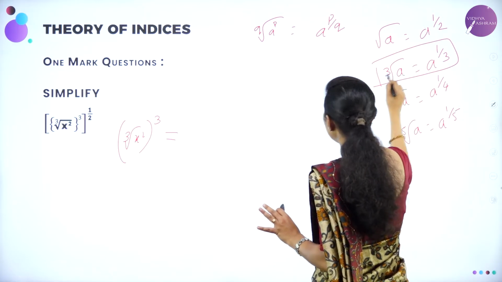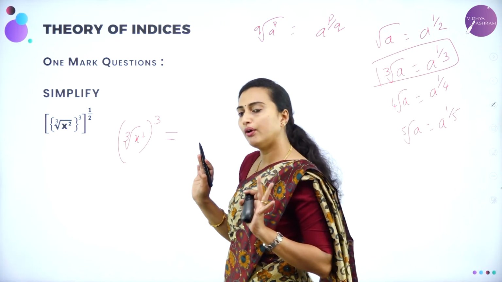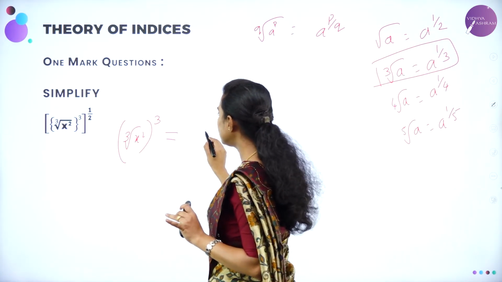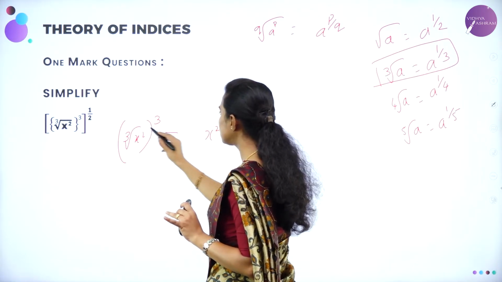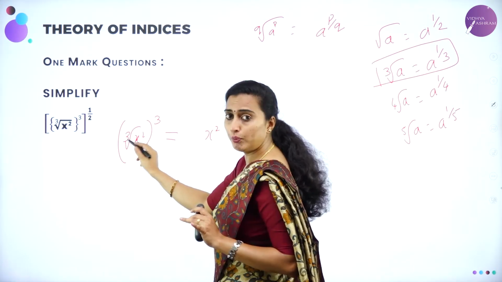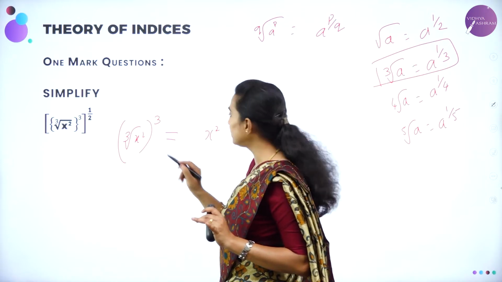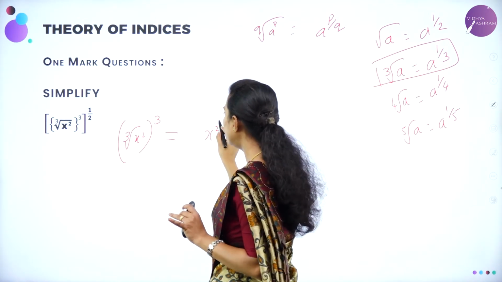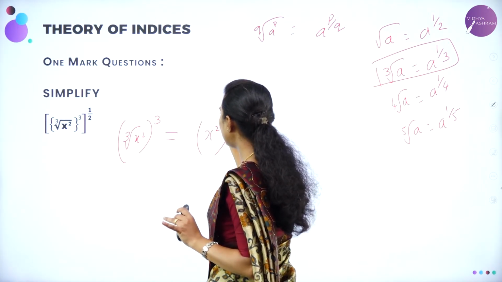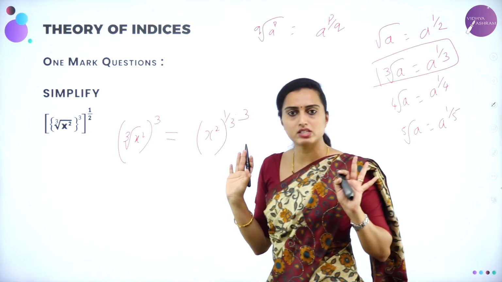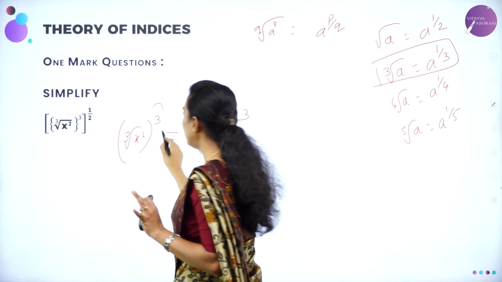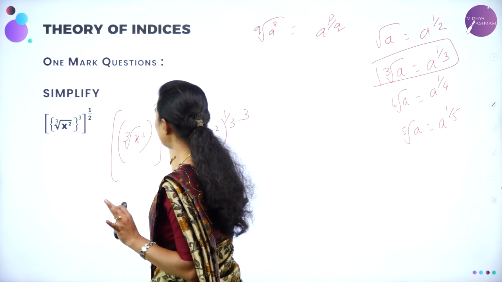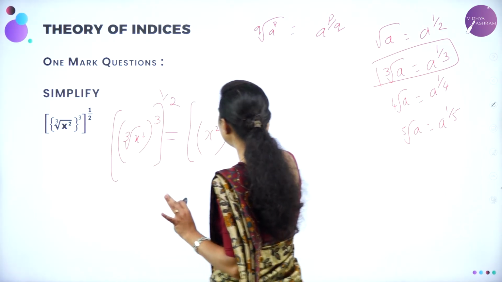Okay, in place of a, you are having x squared. So what are you going to write? You are going to write x squared as it is, and this cube root can be written as whole to the power of 1 by 3. This 3 is already here, so it will become whole to the power of 1 by 3 into 3. This 3 as it is, I am going to write. Now again whole squared you are having, that is whole to the power of 1 by 2. That I am going to write.